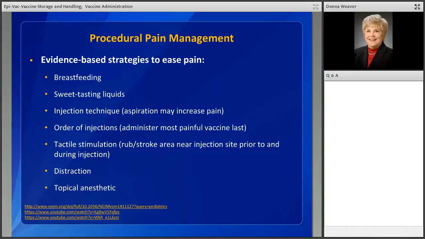Pain is subjective, and it's influenced by many things, including a person's age, their anxiety level, previous healthcare experiences, and their culture. Even though we can't prevent all pain, there are some things that can help. This slide includes several evidence-based strategies to ease pain associated with injections. And we've also included links to 3 videos that demonstrate helpful strategies. Now, our time for this presentation is limited, so we don't have time to show the videos, but I hope you can find time to look at them, because not only are they informative, but they're really entertaining.